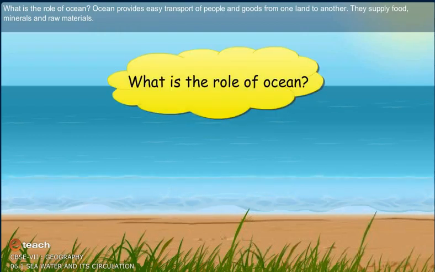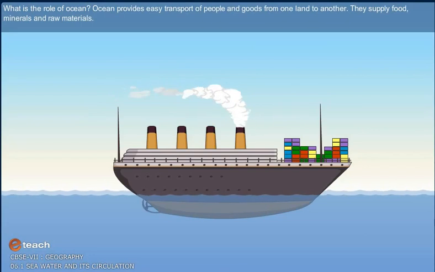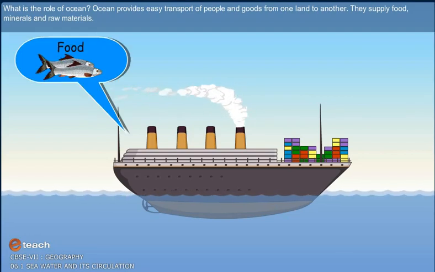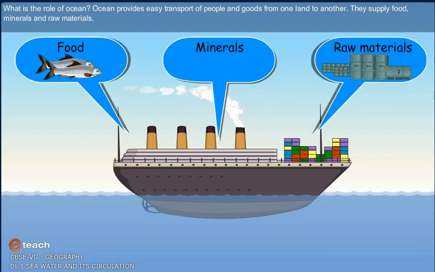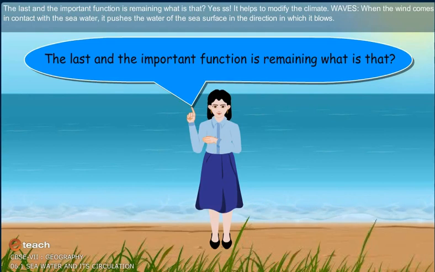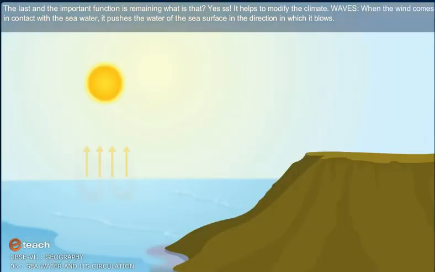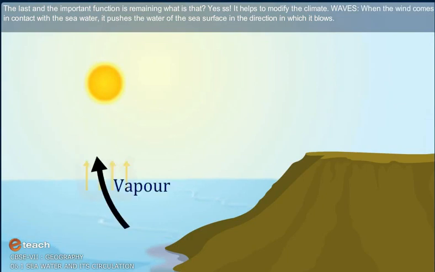What is the role of ocean? Ocean provides easy transport of people and goods from one land to another. They supply food, minerals, and raw materials. The last and important function is remaining. What is that? Yes, it helps to modify the climate.